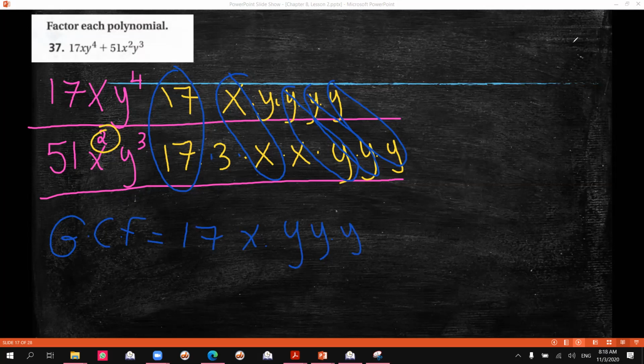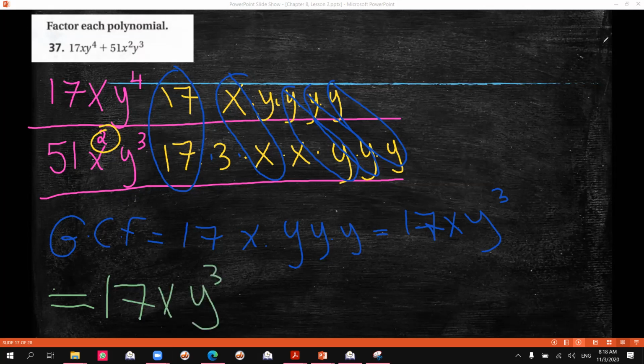Then y. This is the 3 ones. So the GCF here will be 17xy cubic. So I will say now that it's equal to 17xy cubic times, let's factor it now.